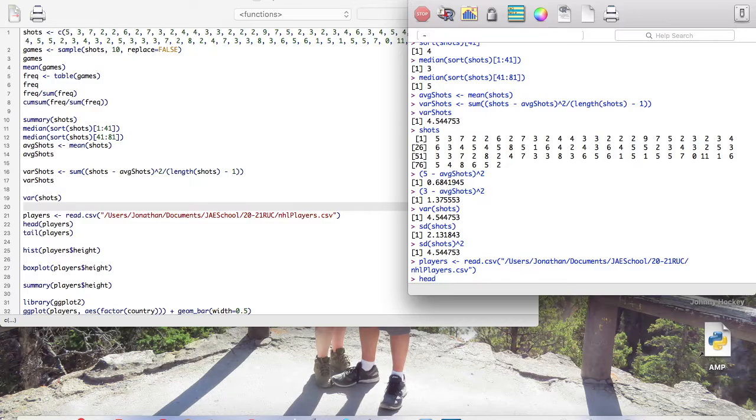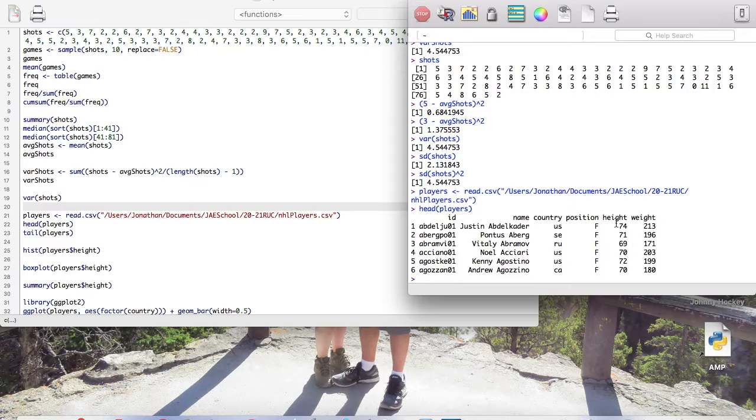We can get a preview of the file by calling head(players), so that will give us the first, in this case, 6 entries for our file. I've sorted everything alphabetically by player ID, so the first player that we have alphabetically is Justin Abdelkader. I think he was playing for Detroit. I forget offhand where the rest of these players were playing, so the variables that I've kept for each player are the ID, the name, the country of birth, the position, where I've put it as forward, defense, or goalie, and the height and weight of each player.